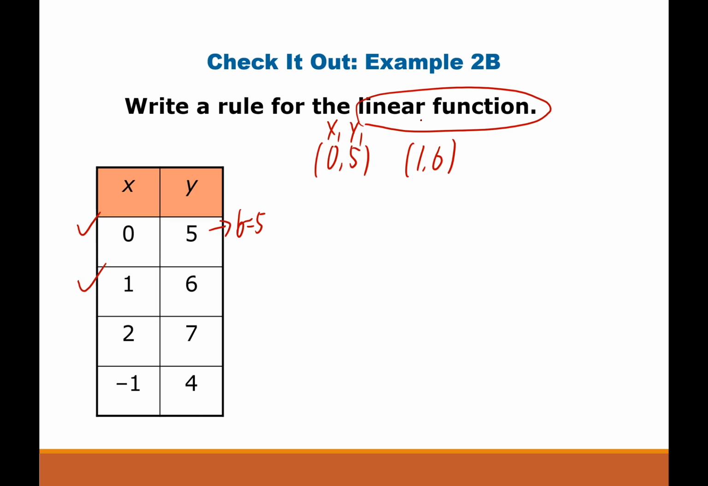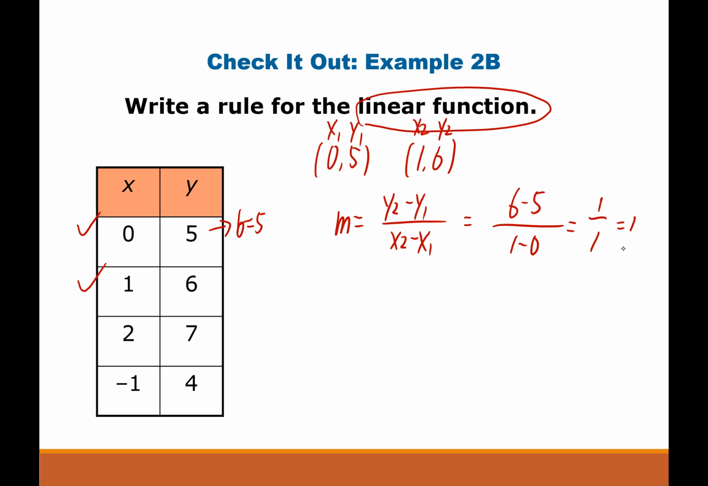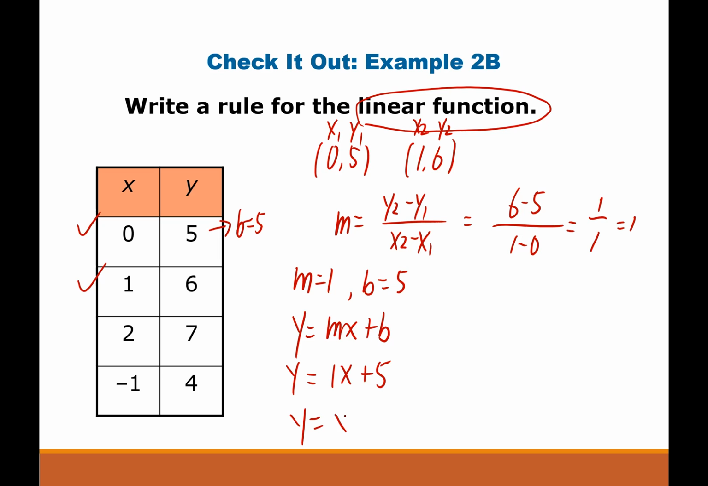So x1, y1, x2, y2. The slope equals y2 minus y1 over x2 minus x1. This turns out to be 6 minus 5 over 1 minus 0. That's 1 over 1, that's 1. So we know the slope is 1 and the y-intercept is 5. Now we can write the equation in slope-intercept form pretty quickly. So this is y equals 1x plus 5, which turns out to be y equals x plus 5.